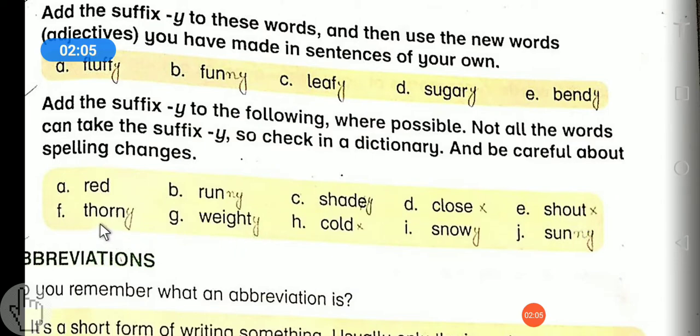Now thorn, thorny. It became thorny. And weight, weighty. No change with cold. Snowy and sunny. Again here we add a double n, sunny.